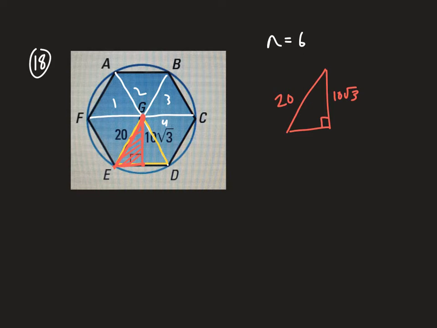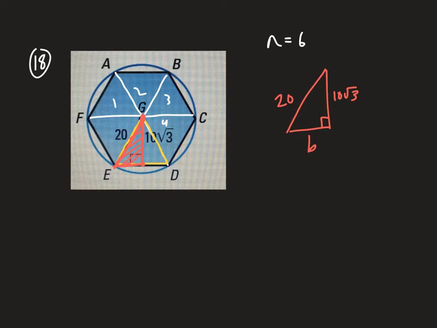Okay, so to find the area of a triangle, it's 1/2 base times height. In this case, we know the height is 10 root 3. The base is what's going to be down here. We can call that whatever you want, b. And then the 20 is not going to be part of our area, but we're going to use that to find the base. Since we know it's a right triangle and we have 2 of the 3 sides, we can use the Pythagorean Theorem to find b first.